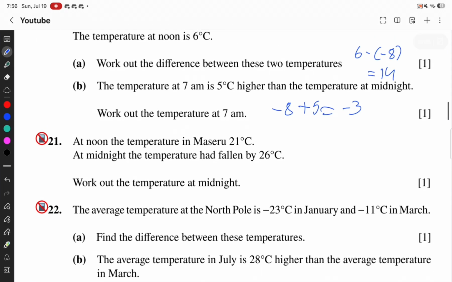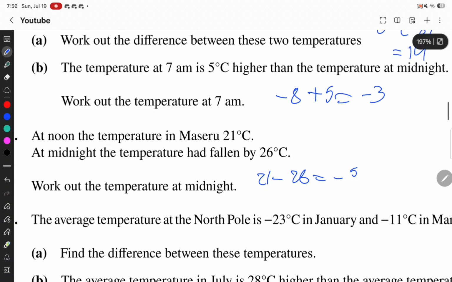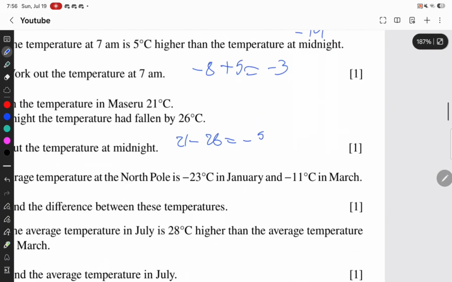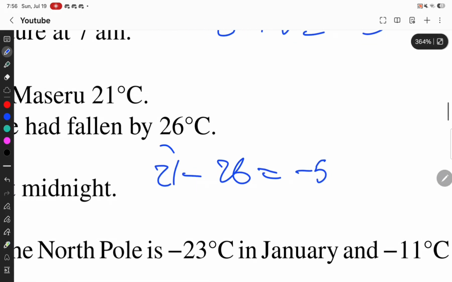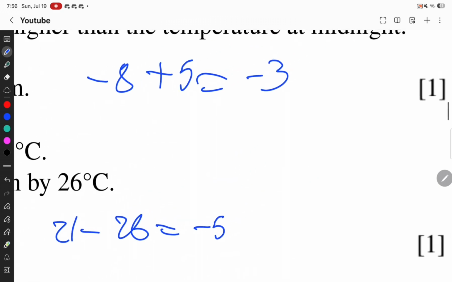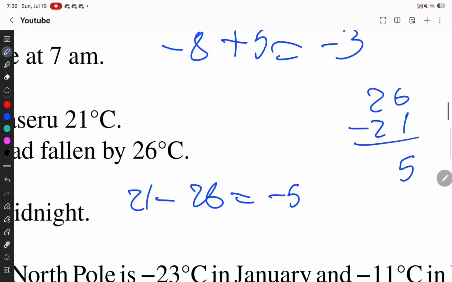At noon, the temperature in Missouri is 21 degrees. At midnight, the temperature had fallen by 26. 21 minus 26 is equal to -5. Yes, -5. Don't worry, you can do this carefully also. Why do we get a negative answer? Look, you see this is a bigger number. You can temporarily switch this and we get 5. Then you just put on a negative. That's how we do negative addition and subtraction.